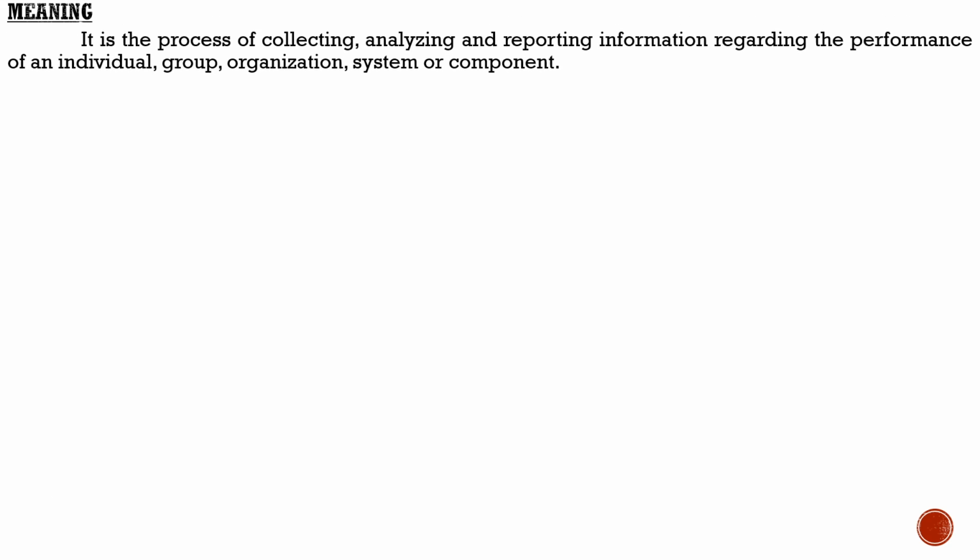Meaning of performance measurement. Performance measurement, in simple terms, is the process of collecting, analyzing, and reporting the information regarding the performance of an individual, group, organization, system, or component, and it is one of the important functions of a management accountant. So in general, we can say it is the process of evaluating the performance of the divisions of a company or the company as a whole.